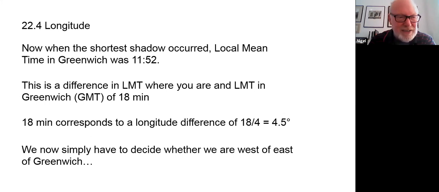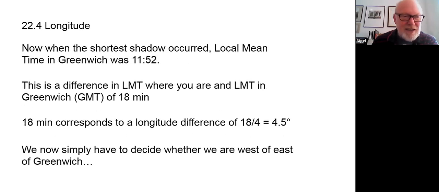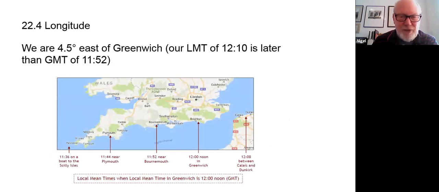All right. Now, our local mean time was 12:10. And time in Greenwich was 11:52. So, by the arguments earlier, we are east of Greenwich. We're somewhere in Holland, I think, because our local mean time, 12:10, is later than Greenwich.